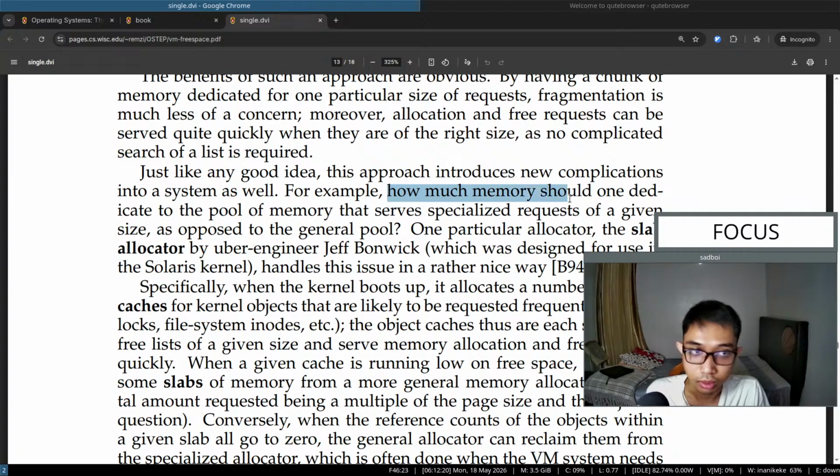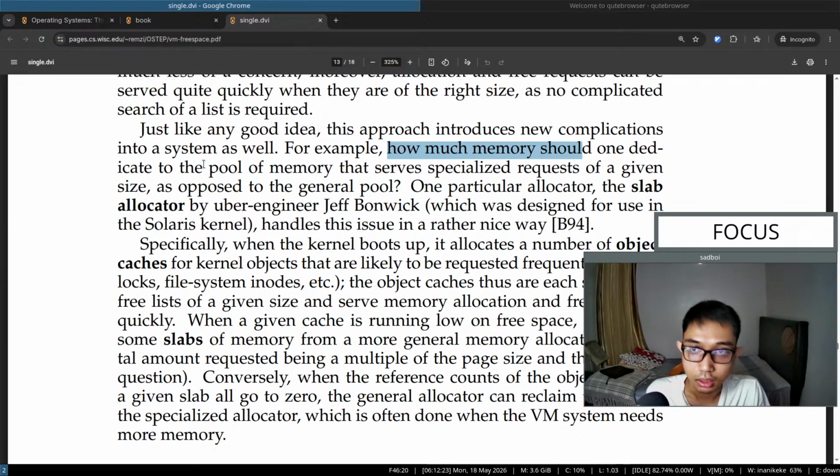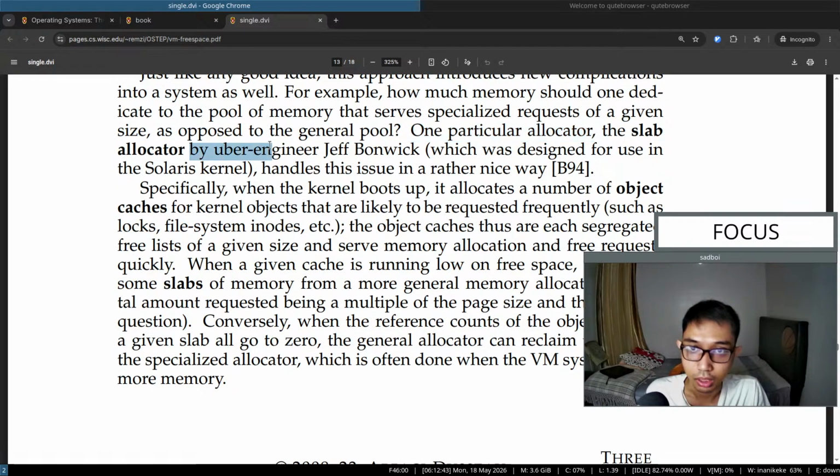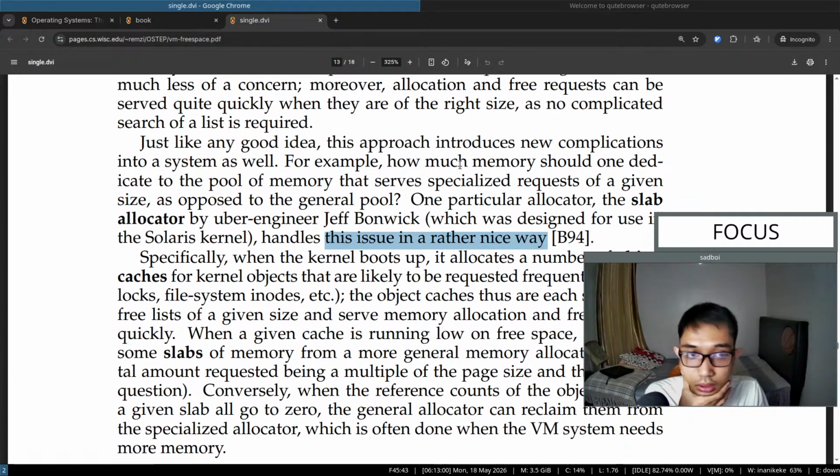For example, how much memory should one dedicate to the pool of memory that serves specialized requests of a given size, as opposed to the general pool? One particular allocator, the slab allocator by Sun engineer Jeff Bonwick, which was designed for use in the Solaris kernel, handles this issue in a rather nice way. Interesting.